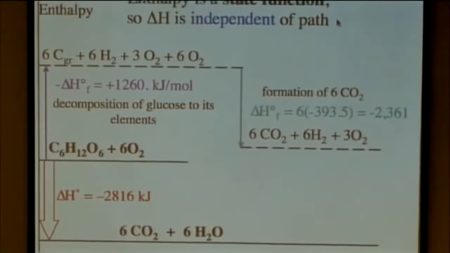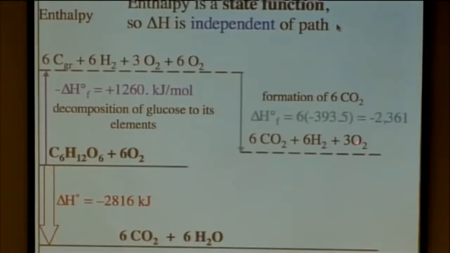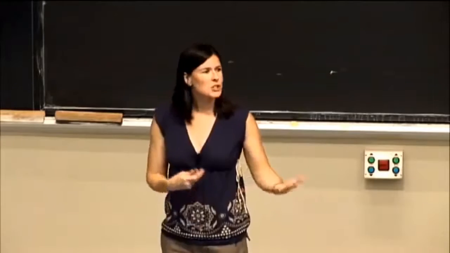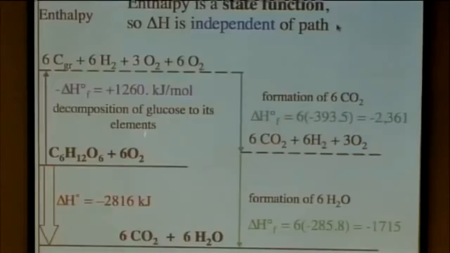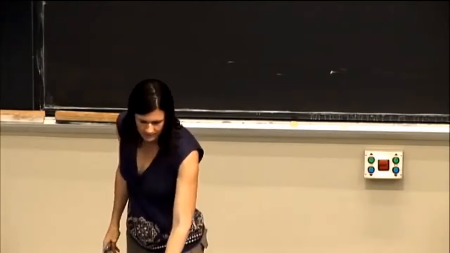That doesn't quite get us to where we need to go, though, so then we can think about the enthalpy of formation of 6 carbon dioxide molecules, and then we can go one step further and think about the enthalpy of formation for 6 water molecules. So this is just a roundabout way of going from here to here. Instead, we went up and then down, but because it's a state function, we're absolutely allowed to do this.